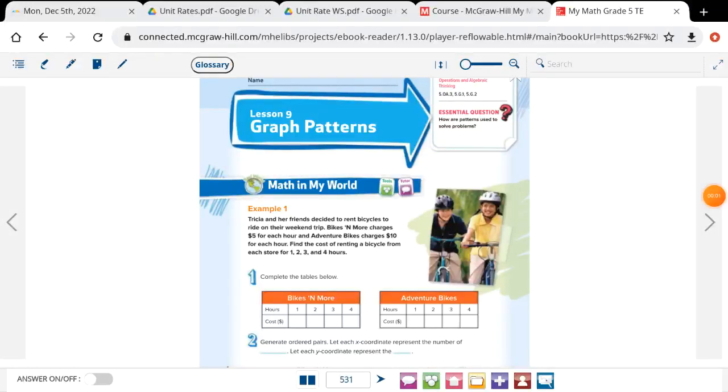Is it new news or old news? Flip through lesson 9, and you're looking at the problems, looking at the questions. So it starts on page 531. Decide if this is new news or old news. Colby, what do you think?